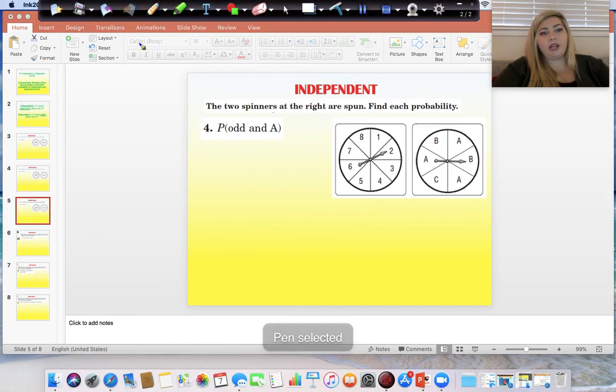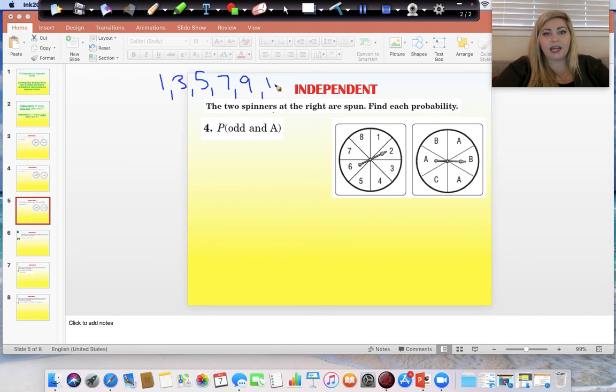Okay, here is another independent event, an odd and an A. So we want the probability of landing on an odd number. So first we need to know what our odd numbers are. Our even numbers are 2, 4, 6, 8, 10, 12. You count by twos, right? Our odd numbers are the other ones, right? 1, 3, 5, 7, 9, 11, and so on. You're counting by twos still, but you're starting with the number 1.